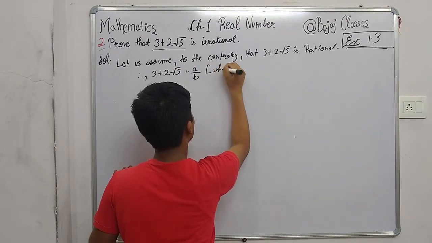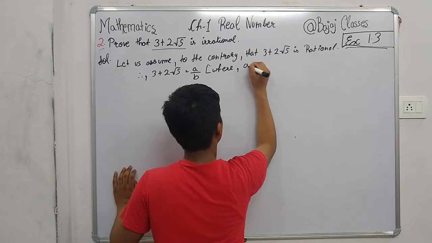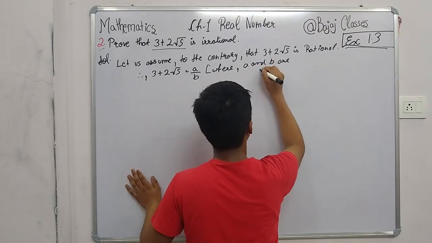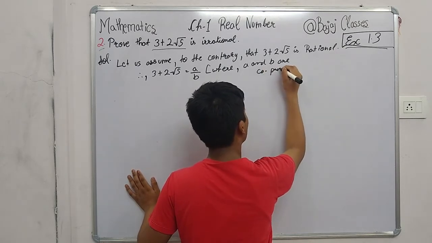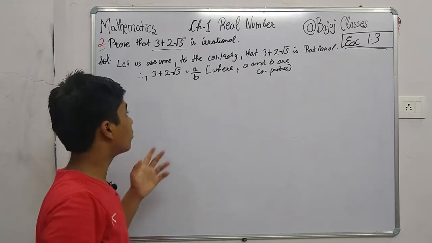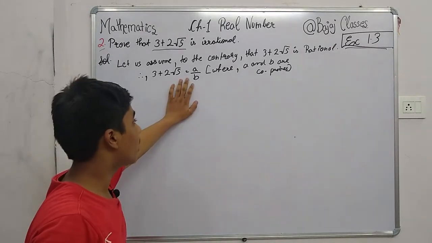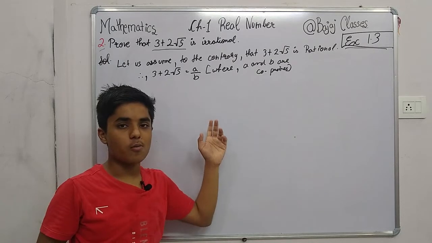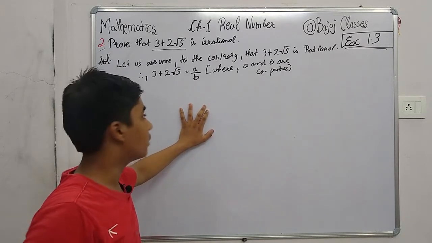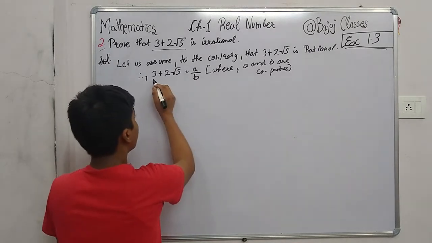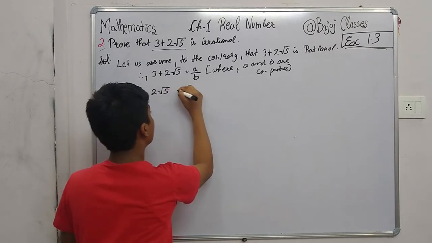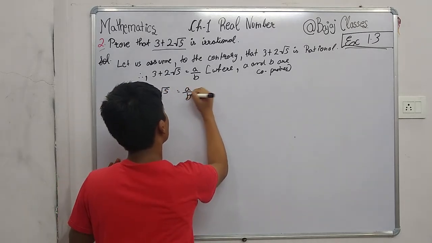where a and b are co-primes. You all know what co-primes are, they don't have any common factor. So in this question we are taking this a by b as co-primes, but they are in a fraction form and they can be included as rational. So what we are going to do, we will take this 3 here. So 2 under root 5 equals a by b minus 3.